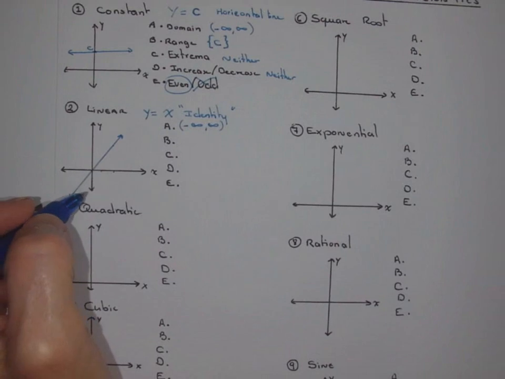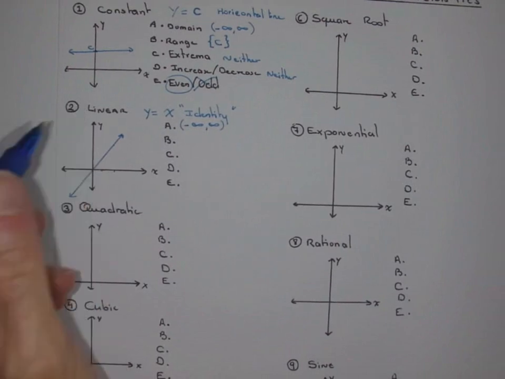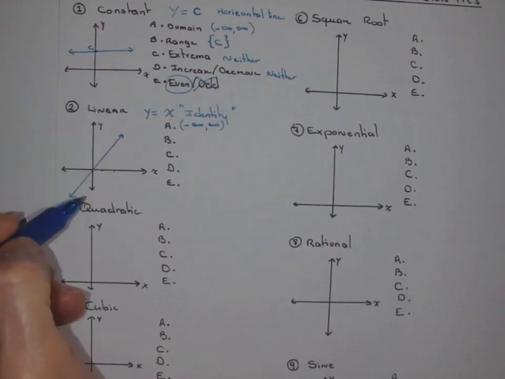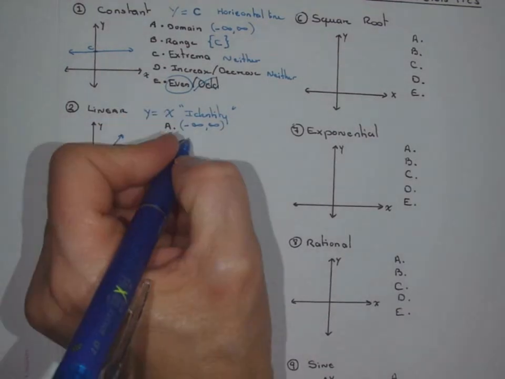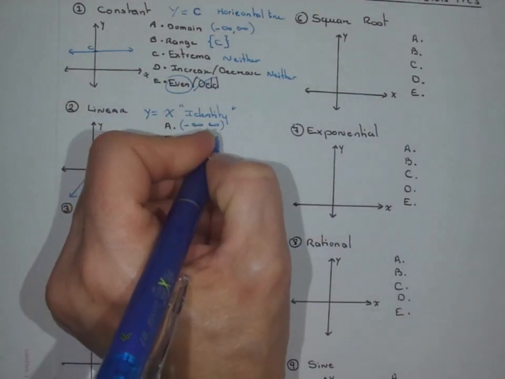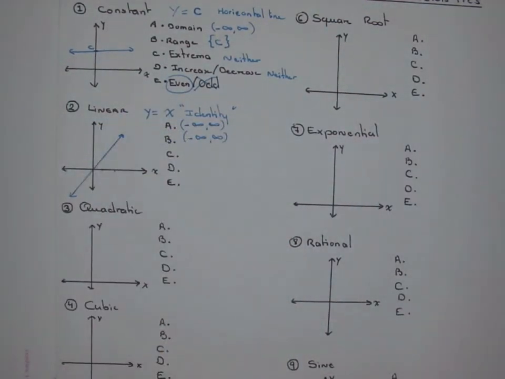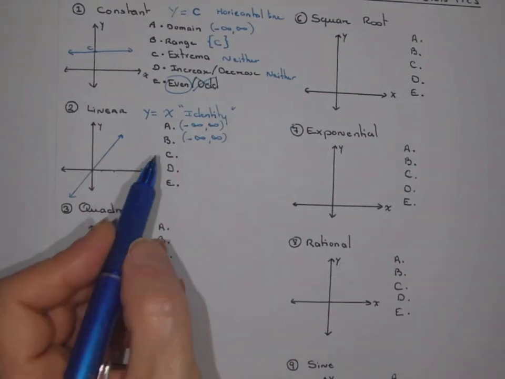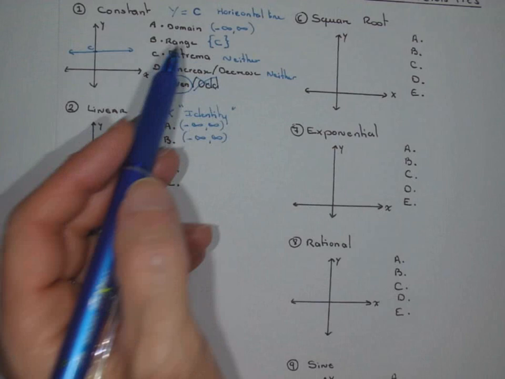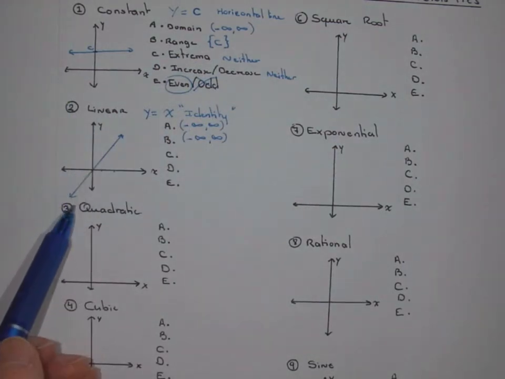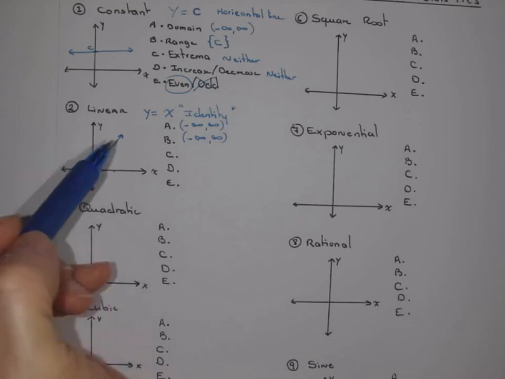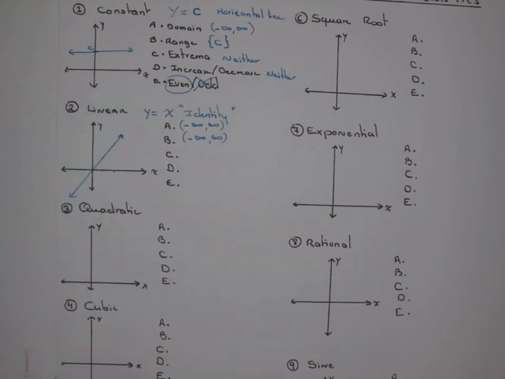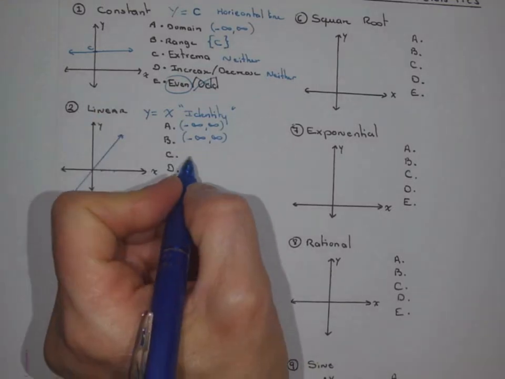The range, however, the lowest point to the highest point, well, that's going to be from negative infinity all the way to positive infinity. So in this case, the domain and the range are going to be identical. C will be your extrema. Well, this function doesn't have any minimum because it's going to keep going and going down forever. And it's going to keep going up and up and up forever. So none, no extrema.